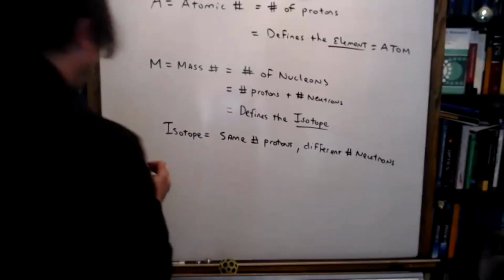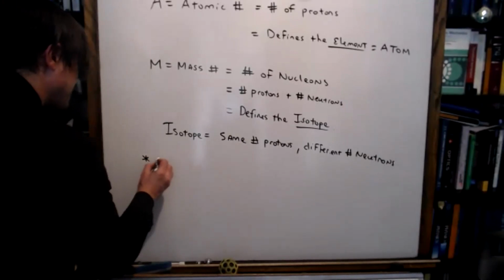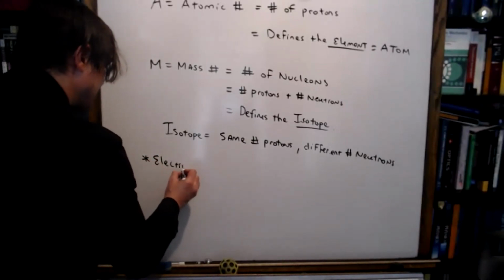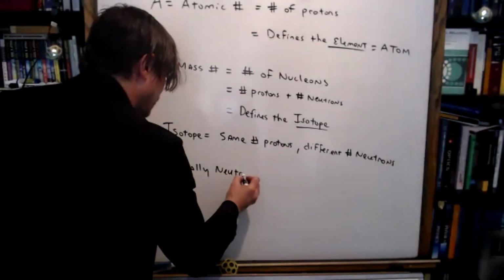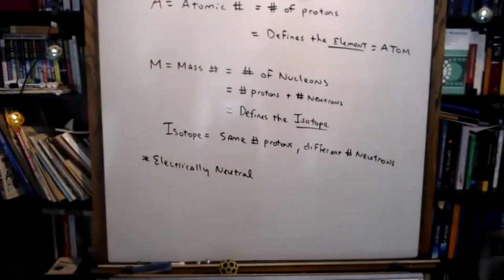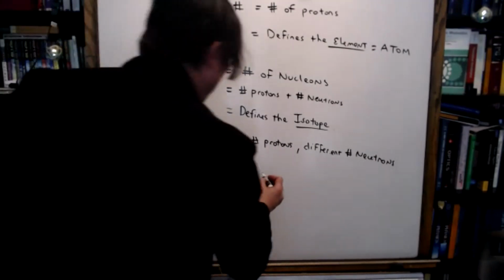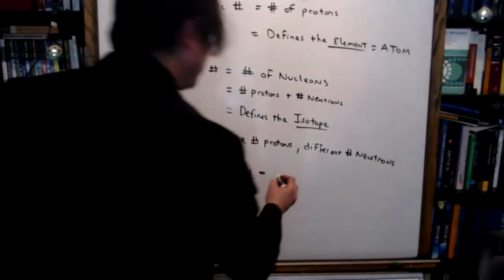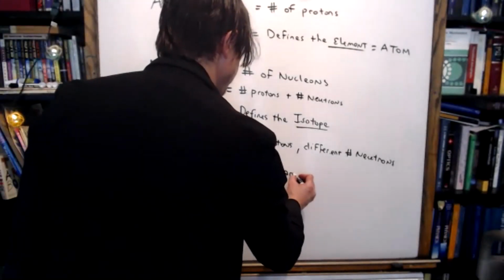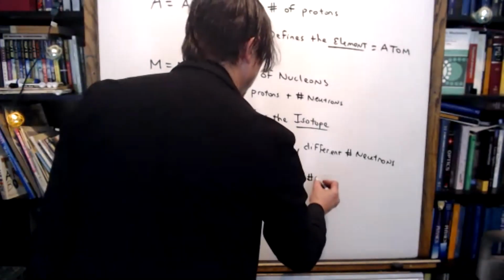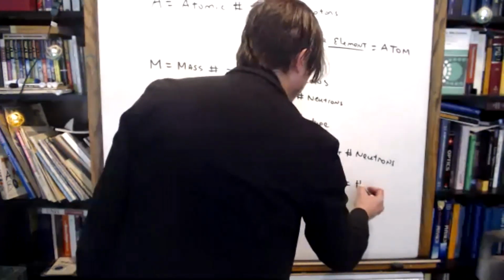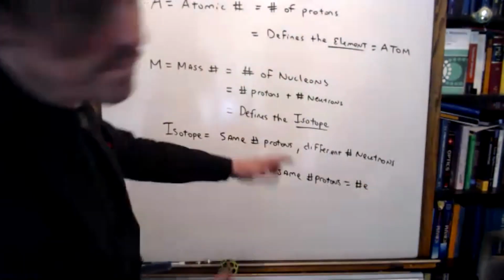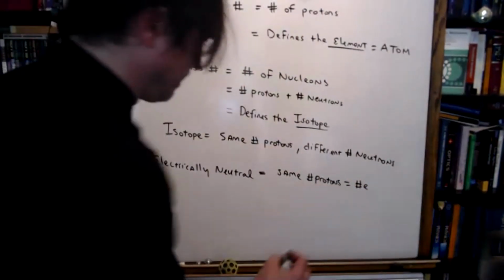Most atoms are electrically neutral. When an atom is electrically neutral, its electromagnetic forces are balanced. And that means the same number of protons as the number of neutrons. I'm sorry, the same number of protons equal to the number of electrons. Apologize.